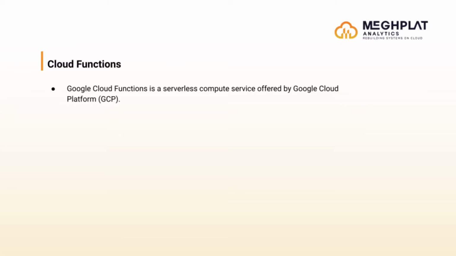Okay, so what is Google Cloud Functions, right? Google Cloud Functions is a serverless compute service offered by GCP, or Google Cloud Platform. It allows us to write and deploy functions that respond to various events without the need to manage the underlying infrastructure.